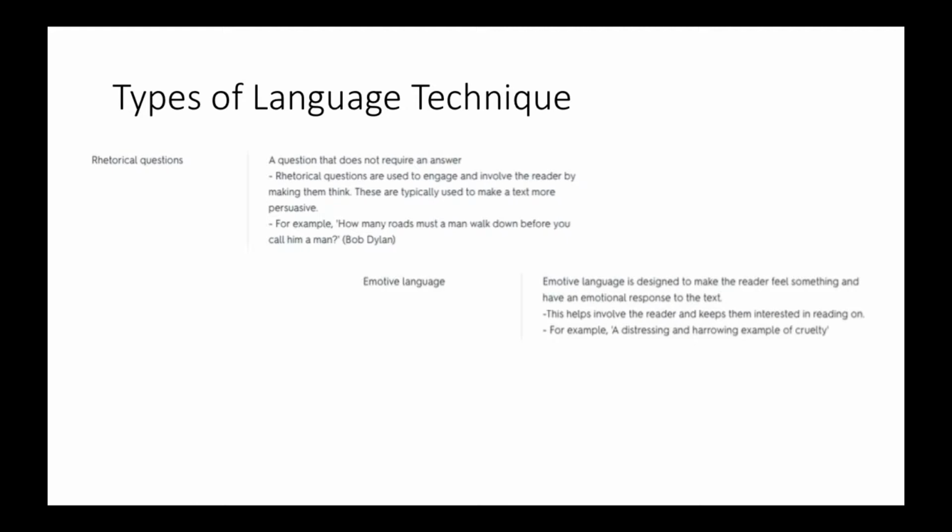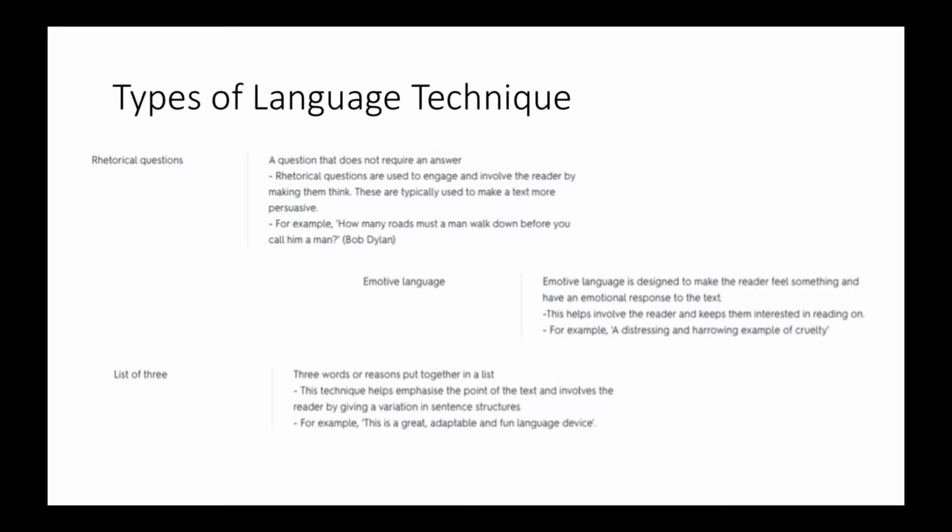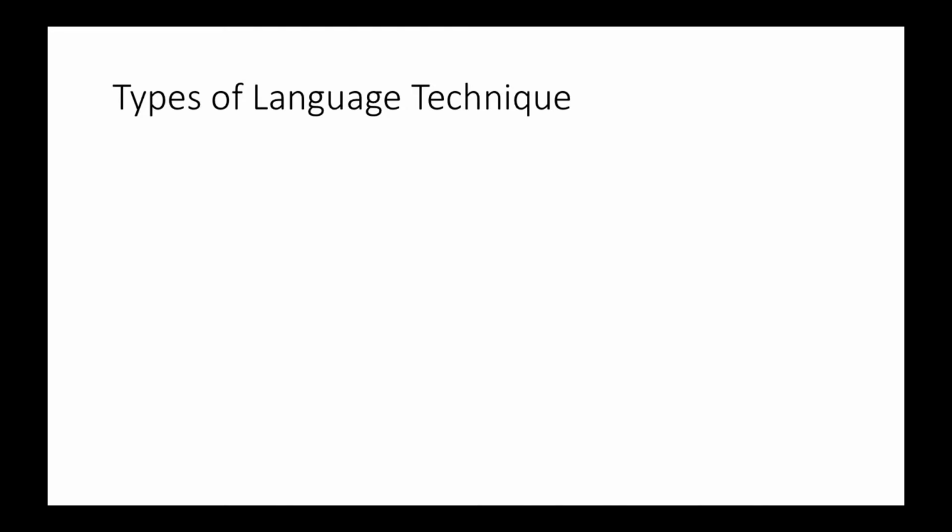List of 3, also a nice one to pick out. That's 3 words or reasons put together in a list. So this technique helps emphasize the point of the text and involves the reader by giving a variation in sentence structures. So for example, this is a great, adaptable and fun language device. Okay, great, adaptable and fun. There's your list of 3. Nice and easy to pick out.